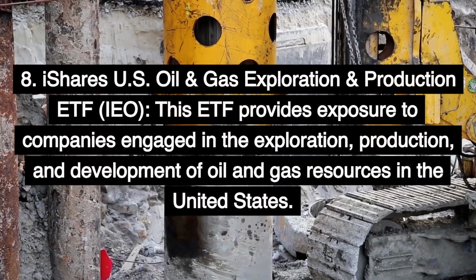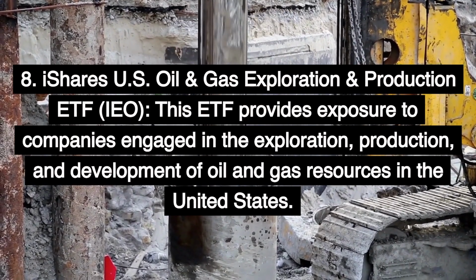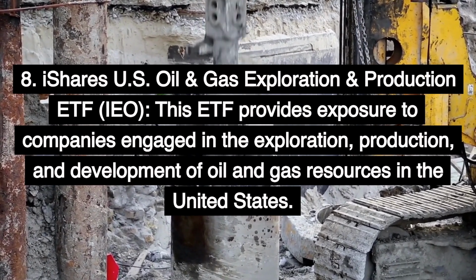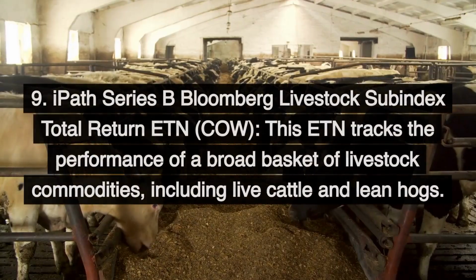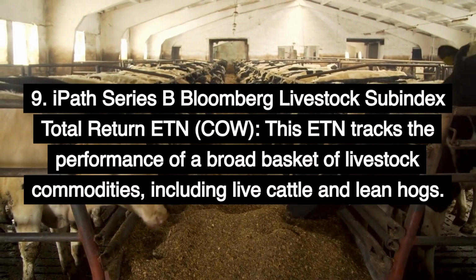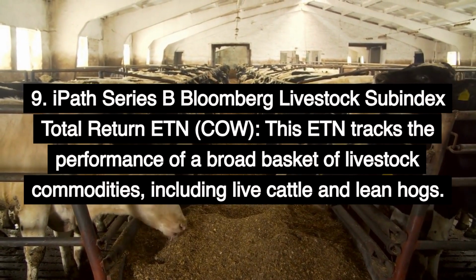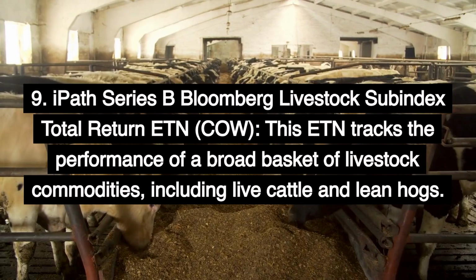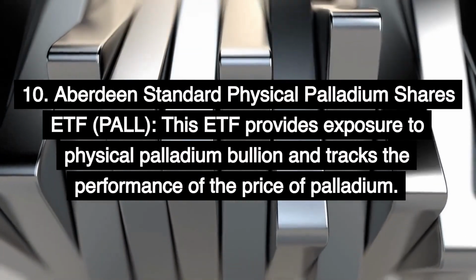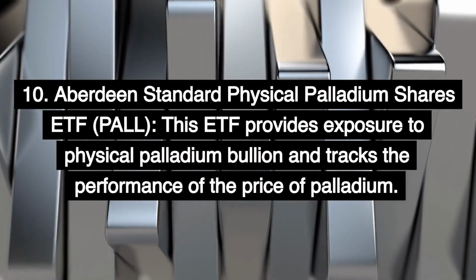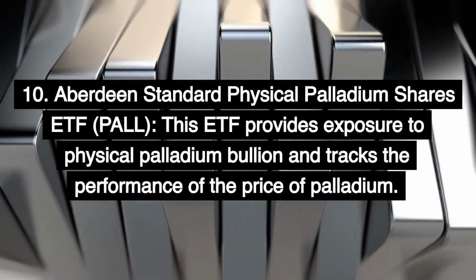8. iShares U.S. Oil and Gas Exploration and Production ETF, IEO. This ETF provides exposure to companies engaged in the exploration, production, and development of oil and gas resources in the United States. 9. iPath Series B Bloomberg Livestock Subindex Total Return ETN, COW. This ETN tracks the performance of a broad basket of livestock commodities, including live cattle and lean hogs. 10. Aberdeen Standard Physical Palladium Shares ETF, PAL. This ETF provides exposure to physical palladium bullion and tracks the performance of the price of palladium.